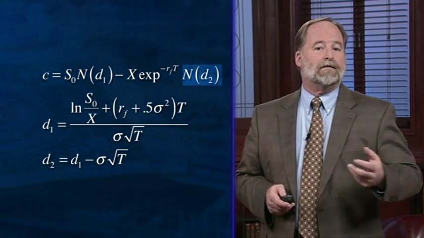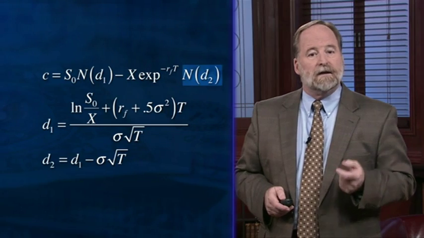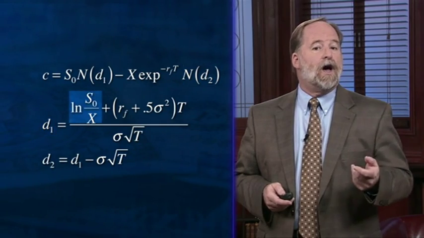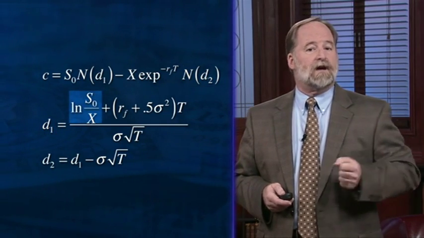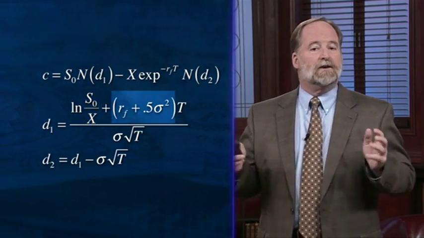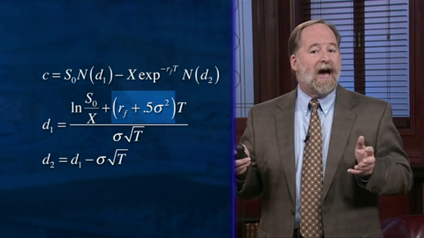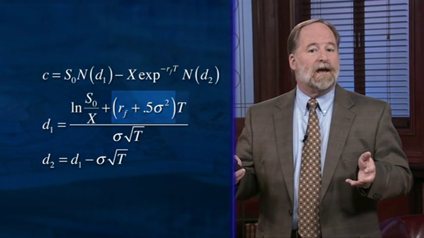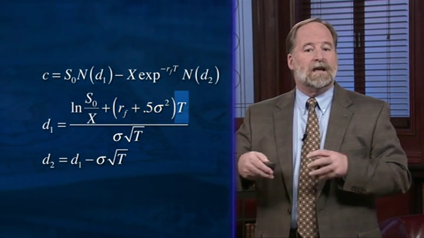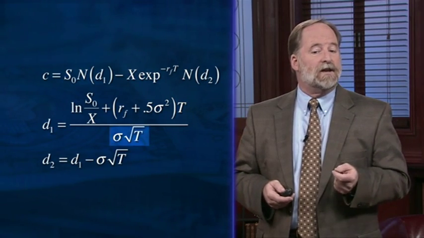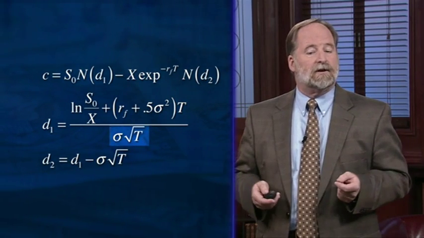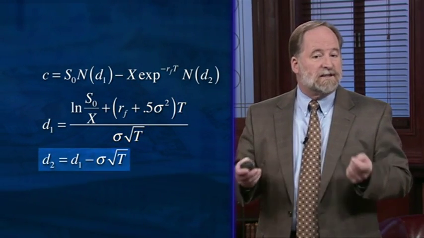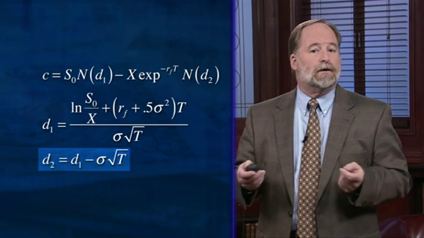All right, so we have a D1 and we have a D2 floating around. D1 is the ratio of the following two things. We've got the log of the ratio of the current stock price to the strike price plus the quantity, the risk-free rate, plus half of the variance of the underlying security, all of that multiplied by the time to maturity. Take that and divide by the standard deviation times the square root of the time to maturity. D2 is just going to be D1 minus the standard deviation of the underlying times the square root of T.